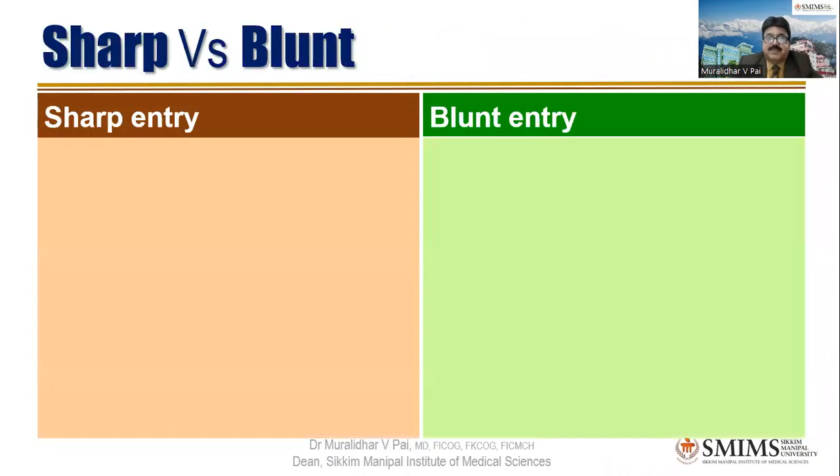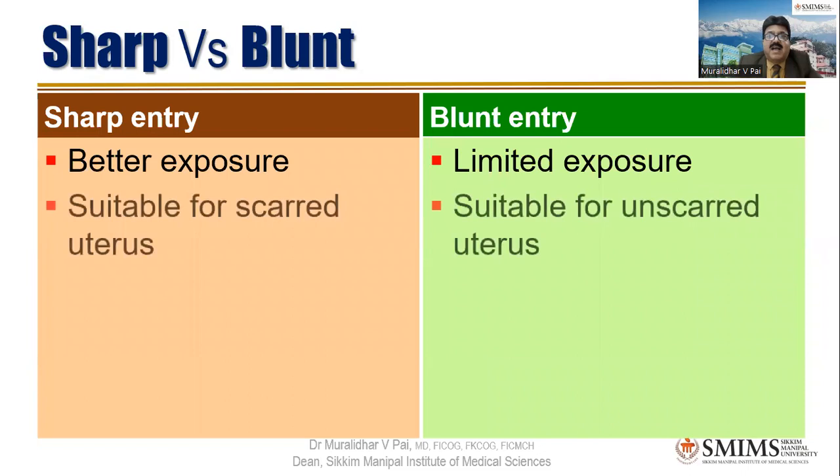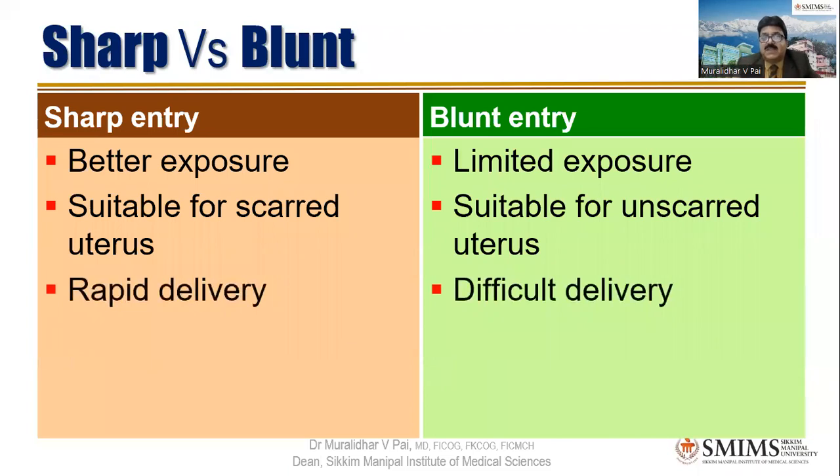So now let me compare sharp versus blunt entry. Sharp entry, as I've already told you, gives better exposure, whereas blunt entry is limited exposure. You can't really make it big. Blunt is suitable for a scarred uterus, and a supple uterus is better. Primigravida is better. Sharp entry gives a rapid delivery because there is no need to extend any further, and you can just deliver. Whereas blunt can be a difficult delivery because your tearing may not be sufficient. You put your hand, then you realize you have not made an incision big enough. Then you have to go again and convert it into sharp entry.